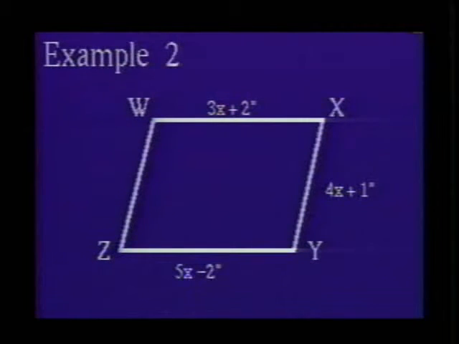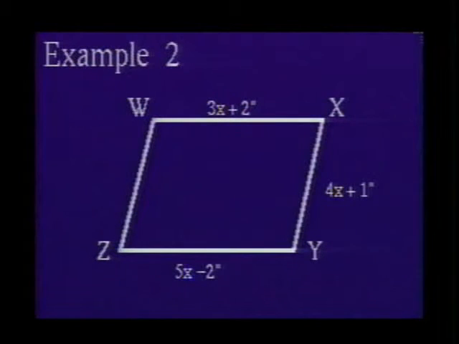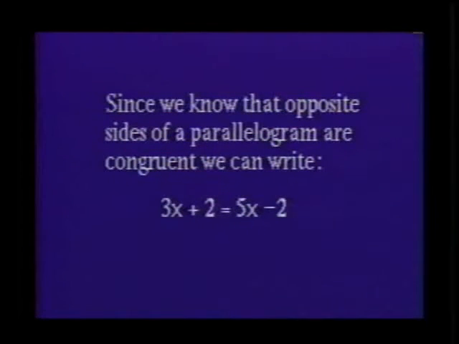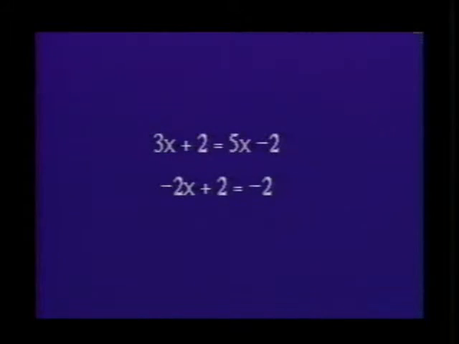Example 2. Given parallelogram WXYZ with the length of side WX equal to 3x plus 2 inches, the length of side XY equal to 4x plus 1 inches, and the length of side YZ equal to 5x minus 2 inches, find the measure of each side of the parallelogram. Since we know that opposite sides of a parallelogram are congruent, we can write 3x plus 2 is equal to 5x minus 2. Solving for x, we get x is equal to 2.